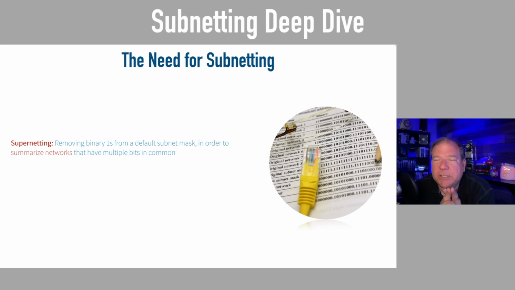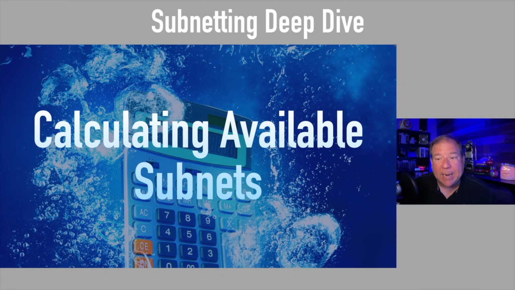So you see, the default subnet mask was /24. Well, I removed some of those bits and I made it a /19, I think it was. That's supernetting. That allows us to do summarization. Or we could add bits to the default subnet mask. That's called subnetting. That allows us to take one network address space and chop it up and add bits to it. Now let's get mathematical.